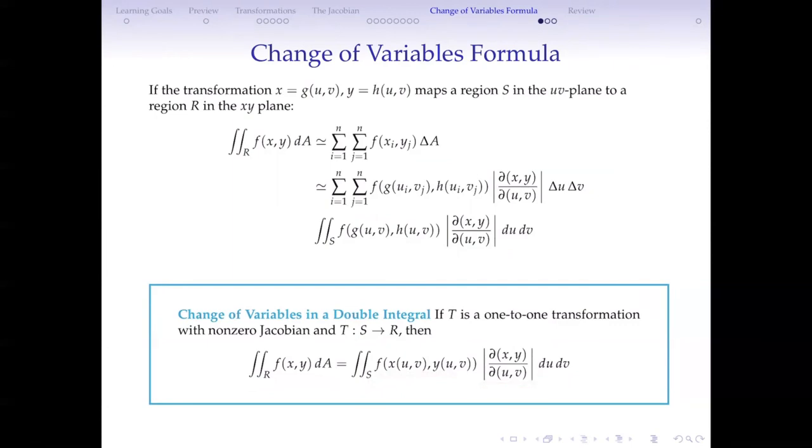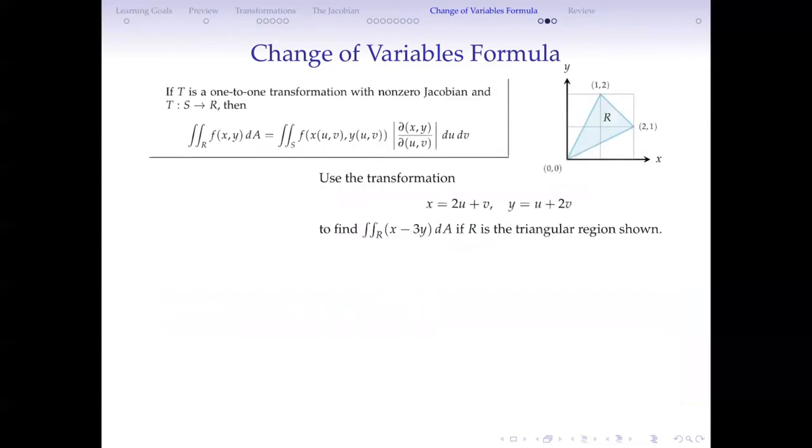So this is the promised change of variables formula, which, if we're clever enough to find a good transformation t, allows us to convert integrals over complicated regions like a parallelogram or a church window shape into an integral over something simple like a rectangle. So now we're going to see exactly how that works.